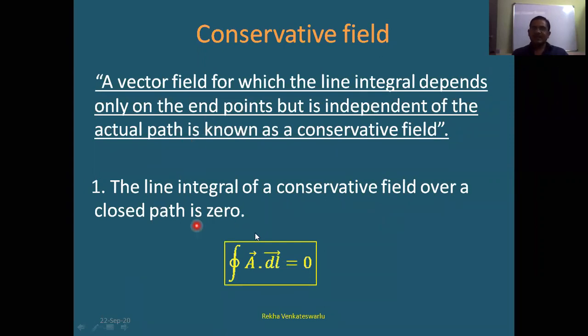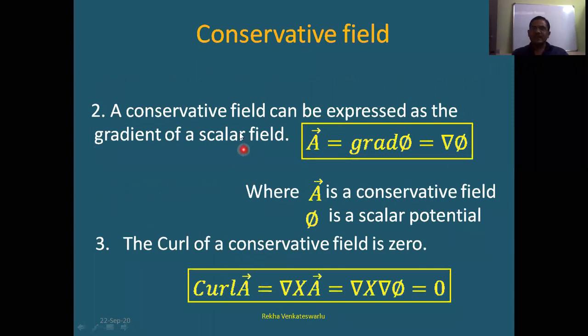Second, the line integral over a closed path must be equal to 0. Mathematically, we write it as closed integral A bar dot dl bar equal to 0. The third one: any conservative field can be written as a gradient of some scalar potential function. Here, phi is the scalar potential. The curl of any conservative field must be equal to 0. Therefore, curl A bar equal to del bar cross A bar, that equals curl grad phi equal to 0.